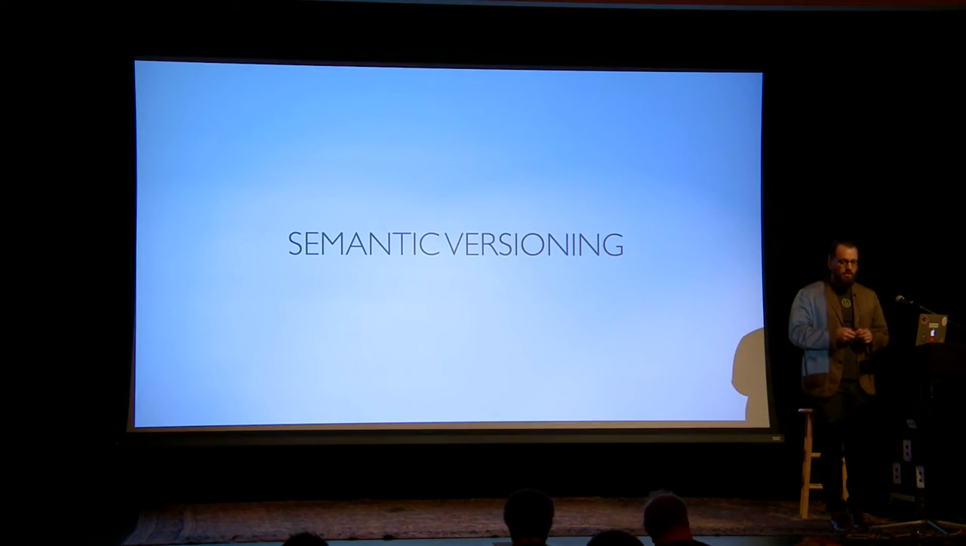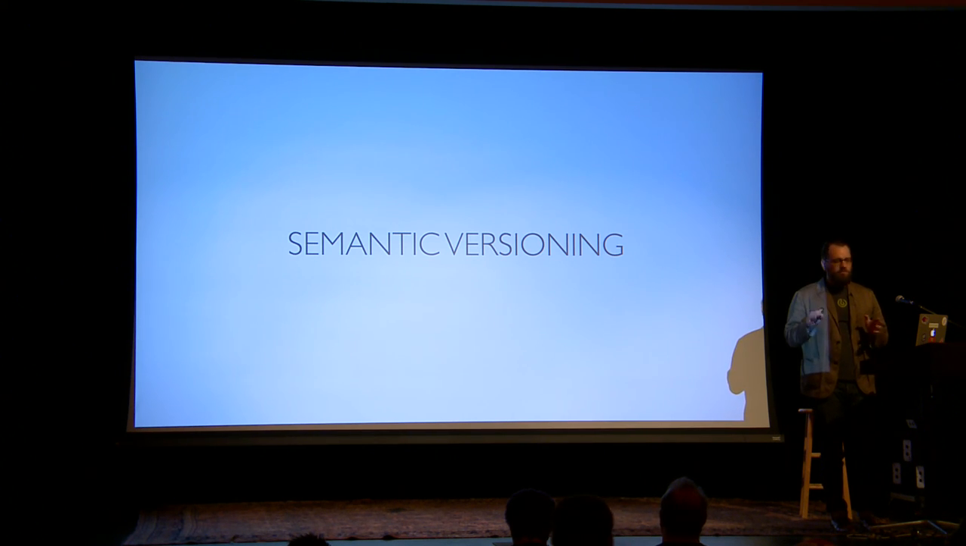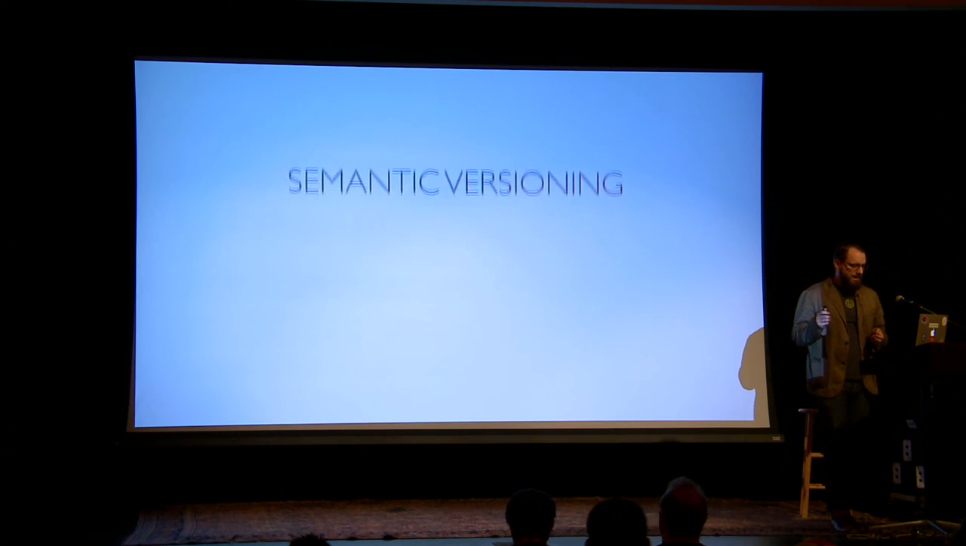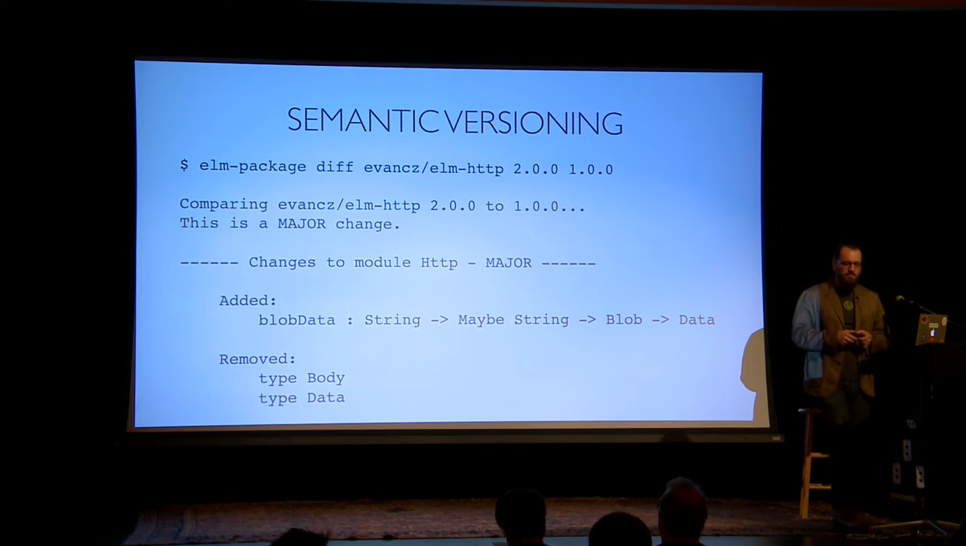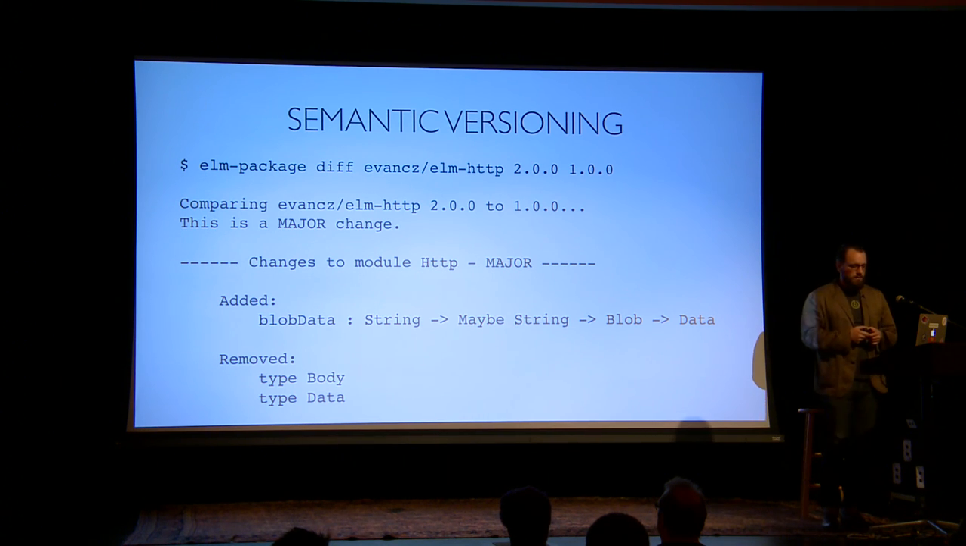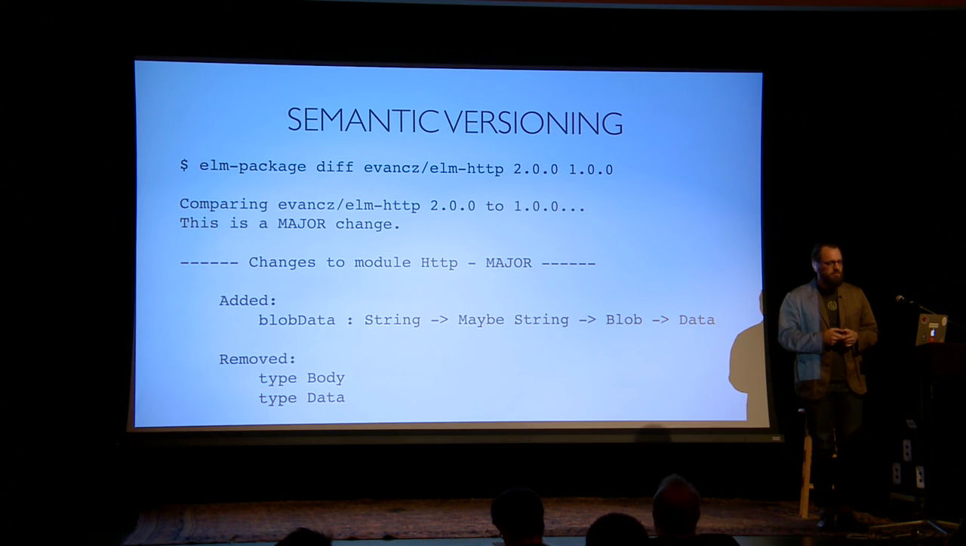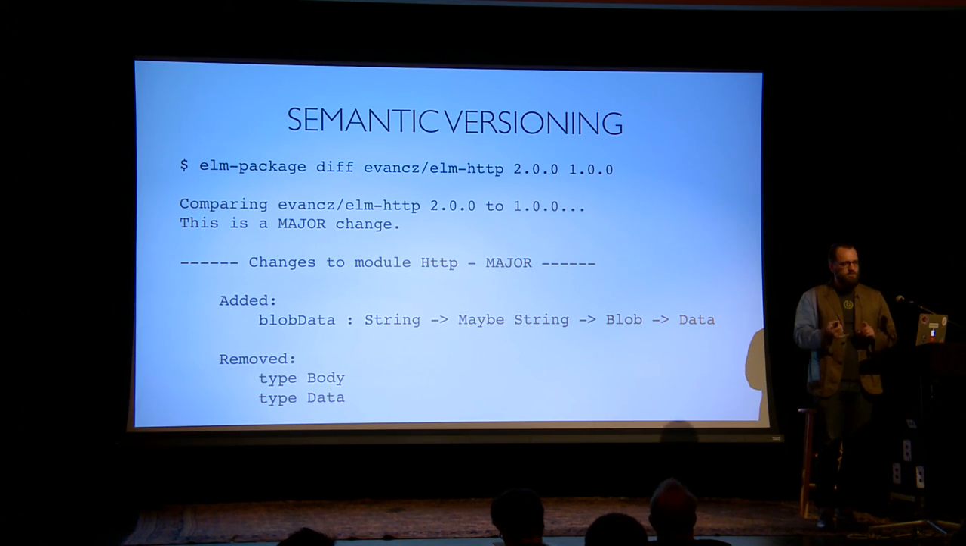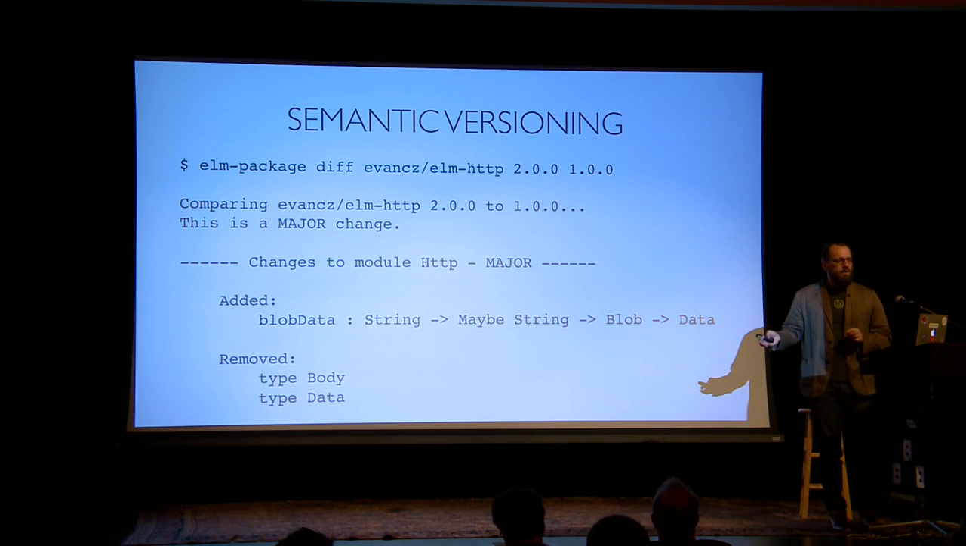One of the other cool things is that it has semantic versioning. And it's not just semantic versioning, it's enforced semantic versioning. So, for example, if you wanted to see the difference between two versions of a library, you can just ask the Elm package command line and say, give me a diff between these two things. And it'll tell you, well, I've added blah beta, and I've removed these two things. And it says this is a major change. And it's a major change because either something existing has changed or something existing has been removed.